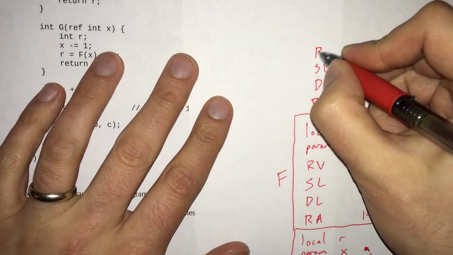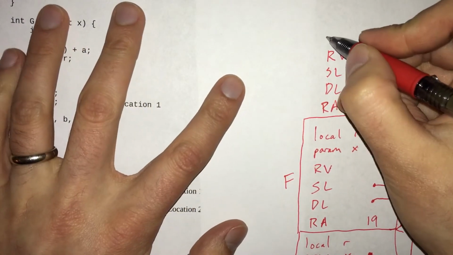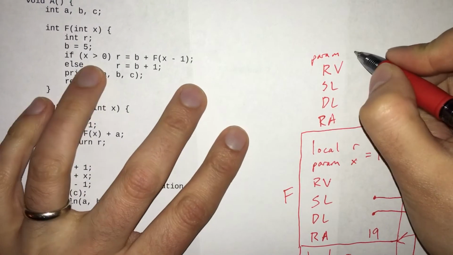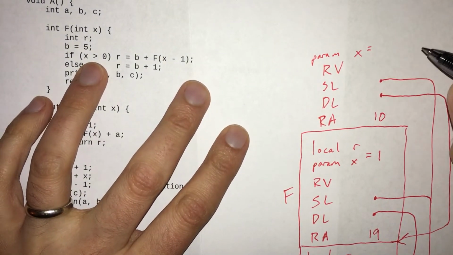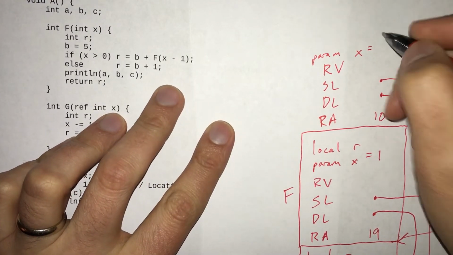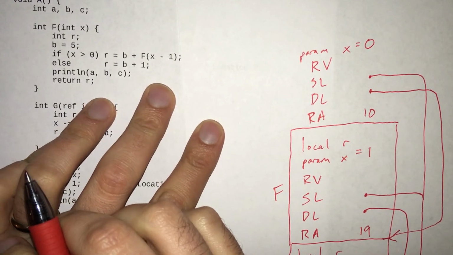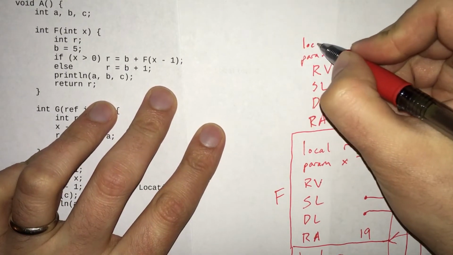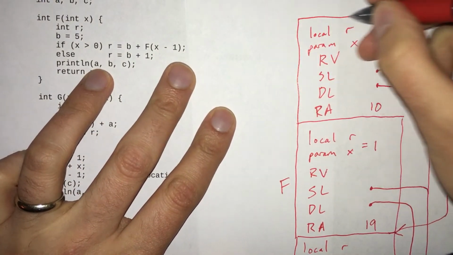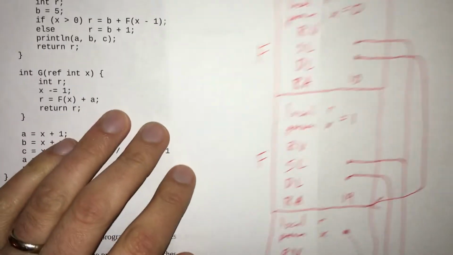So we need another slot for the return value, and then the parameter. So just like before, we have the parameter x. And so we're calling it with x minus 1. So x is currently 1, so 1 minus 1 is 0. So that's the new parameter x. And then we have a local variable r. And this is the stack frame for our second call to f.